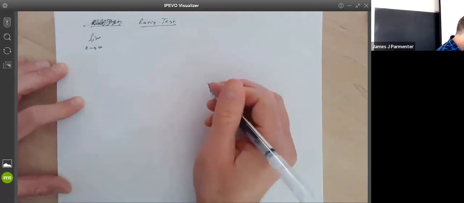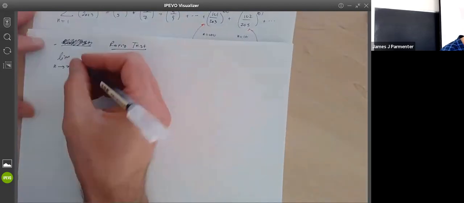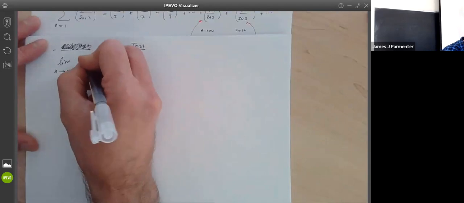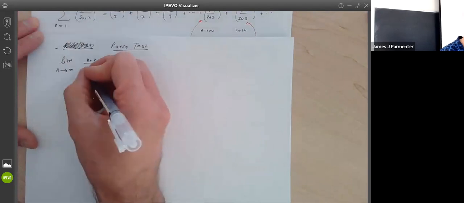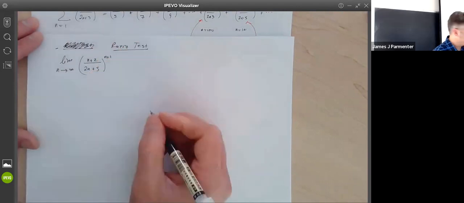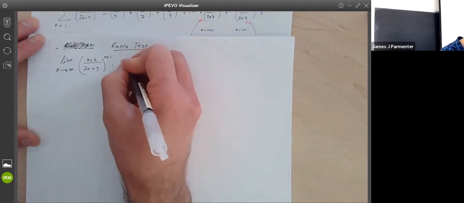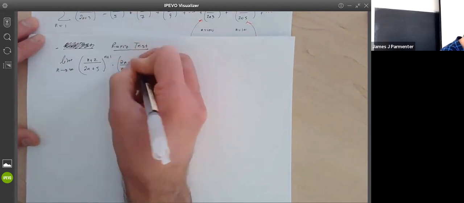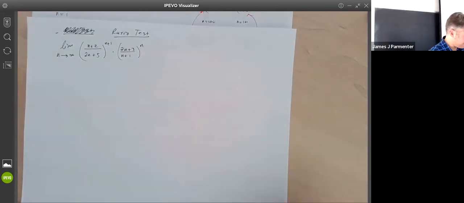So if we try the ratio test for this, things are going to get gross, I think. It's going to be the limit as n goes to infinity of n plus 2 over, I'm going to simplify things as I go, 2 times n plus 1 is 2n plus 2 plus 3 is 2n plus 5, to the n plus 1, times the reciprocal, which is 2n plus 3 over n plus 1 to the n. That looks bad. I'm really not going to want to do that. You can make this work, I bet.